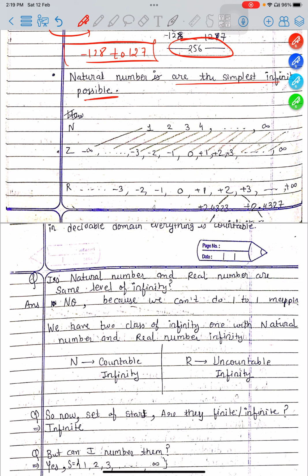Now we have mapped the integers and natural numbers before, but can we map the natural numbers with the real numbers? The answer is no, because the real numbers are infinity inside infinity. It is infinite itself, but between any two numbers there is also an infinity, so they are uncountable.